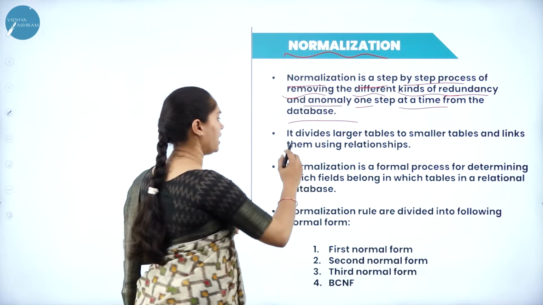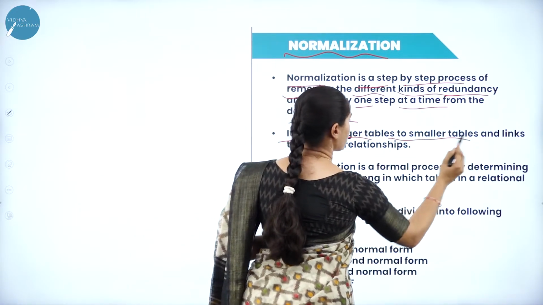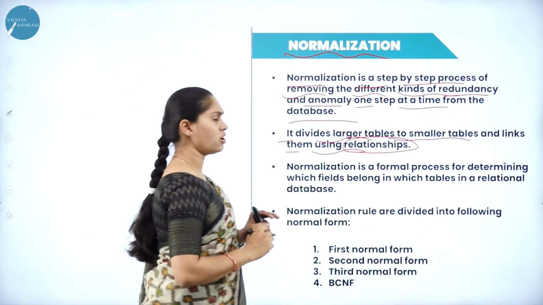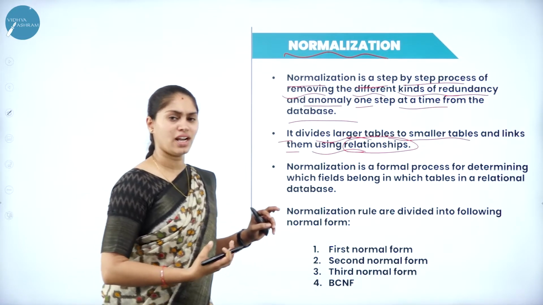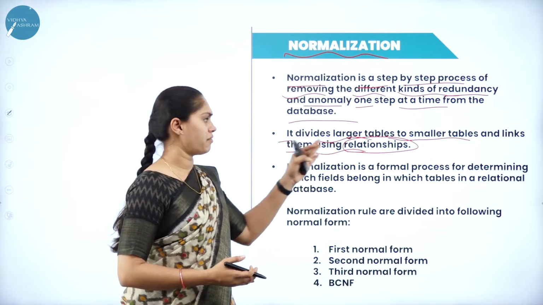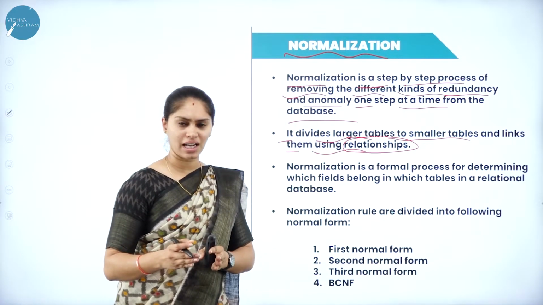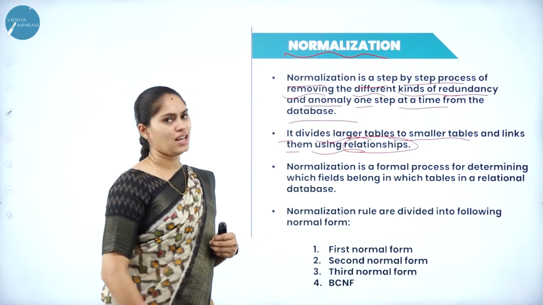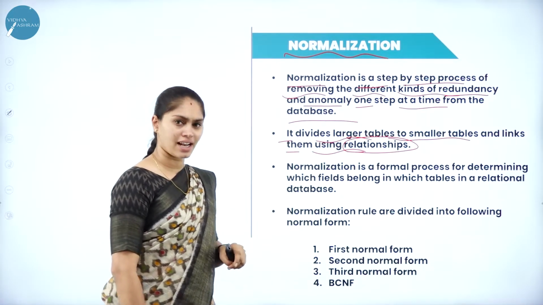So now it divides a larger table into smaller tables and links them using relationships. So instead of taking a database as a complete unit, it needs to be divided into some smaller tables. Then we are going to build a relationship from one table to another table with the help of these relationships.